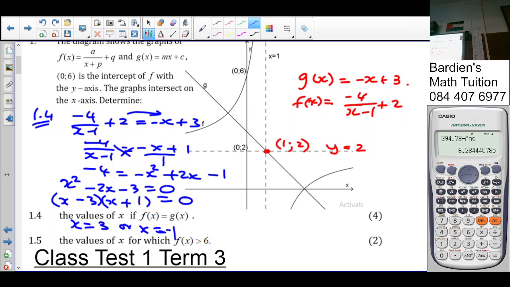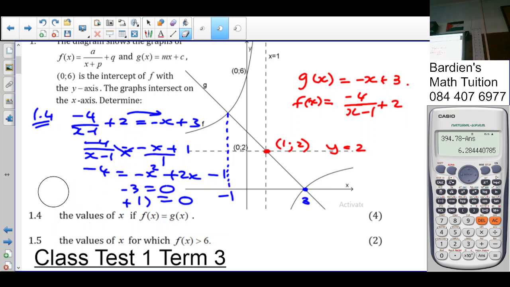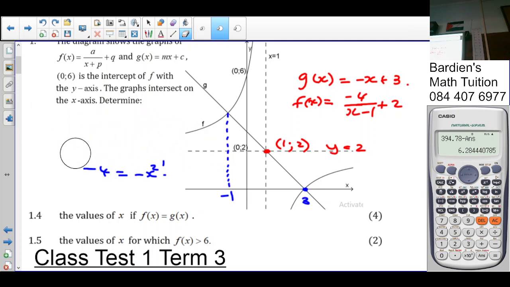Why are there two values? Of course, 2 points of intersection. And that's going to be your minus 1. Can you see that? Right? Sorry about this, I just need the space, as you know.